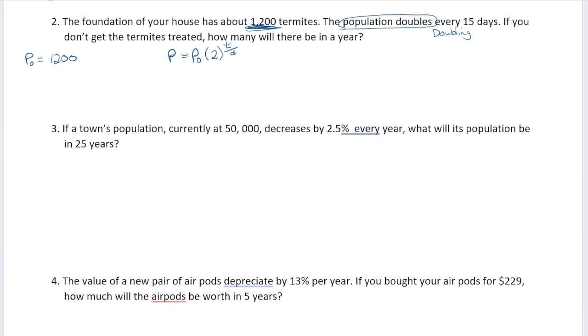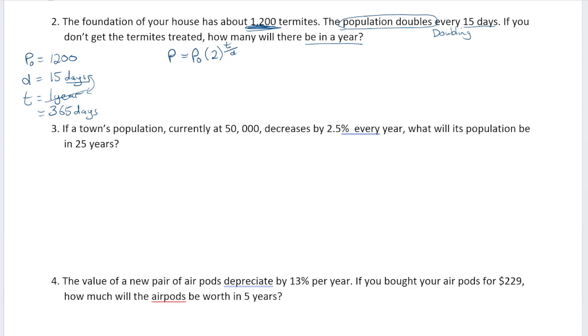Okay, so it doubles every 15 days. So our doubling time is 15 days. And I'm going to write days because the time and the doubling time have to have the same units. Otherwise, you get absolute nonsense. Then it says, how many will there be in a year? So my time is 1 year, but that is not days. So we can't use this. We've got to switch this over to days. So there's 365 days in a year.